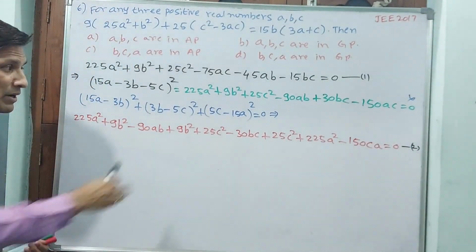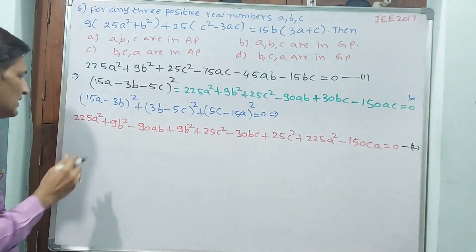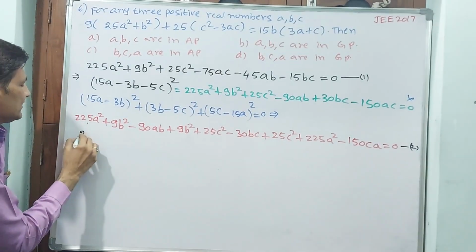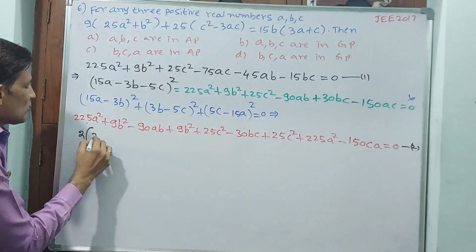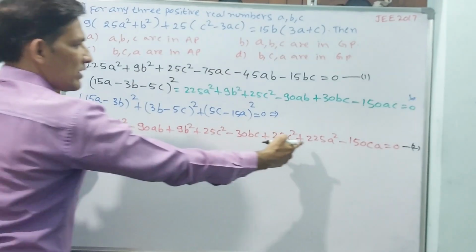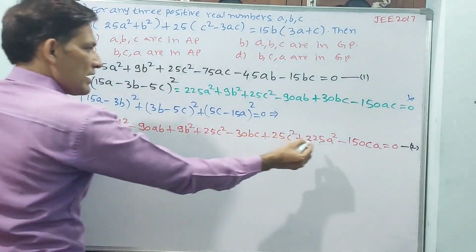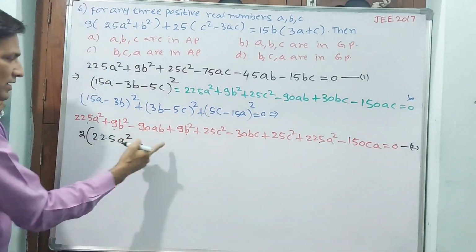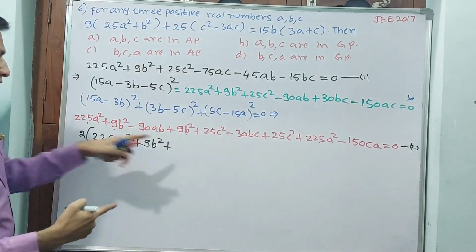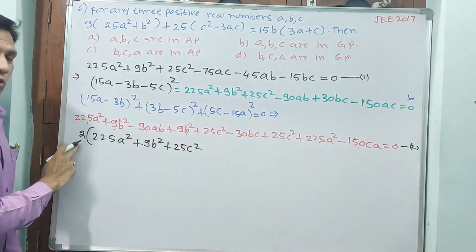But we can do one thing. Take 2 common and send it to that side; automatically this equation is going to come. Let me do it. 225A square plus 225A square is 2 times 225A square, plus 9B square, 9B square, 2 I am taking common, 9B square plus 25C square. See, 25C square, 25C square: 2 times are there, 2 outside I have kept.